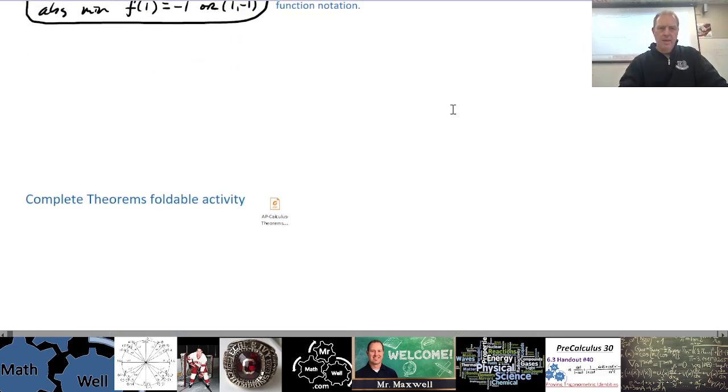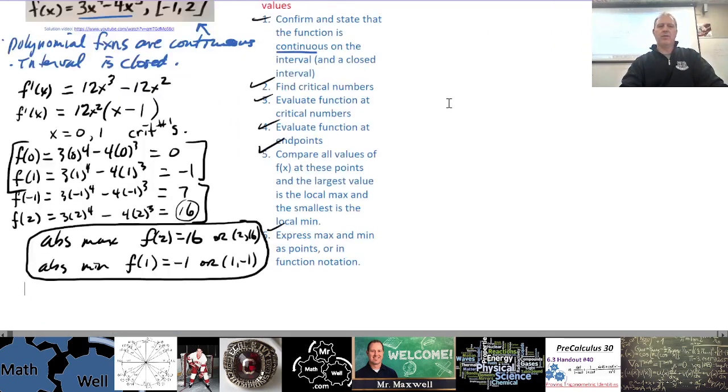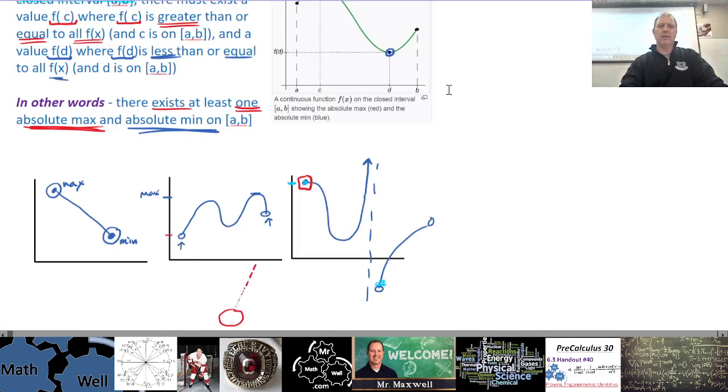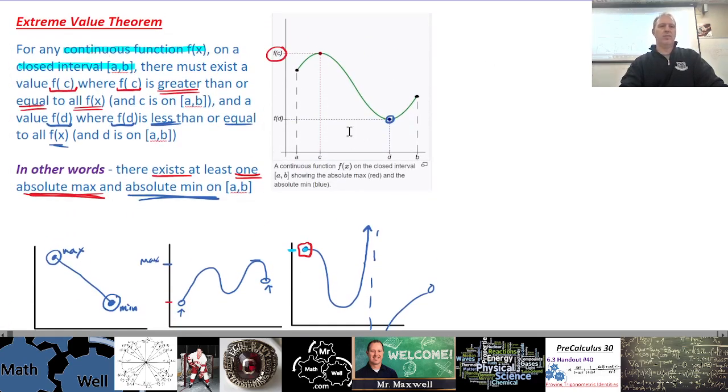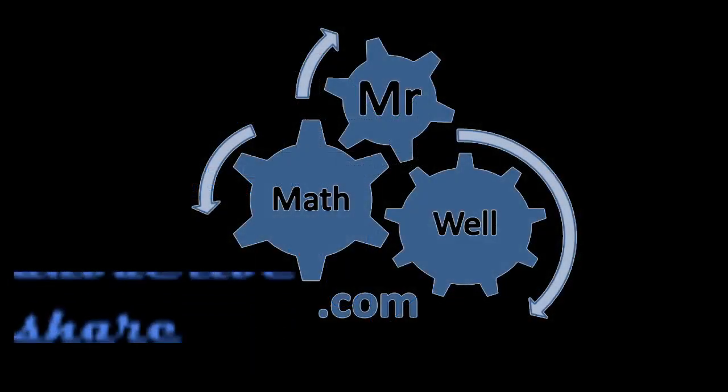All right, so I have an activity for you to do to summarize all of the theorems that we've been taking the last little bit: the intermediate value theorem, Rolle's theorem, mean value theorem, and extreme value theorem. So we'll move to that. Phone is ringing.